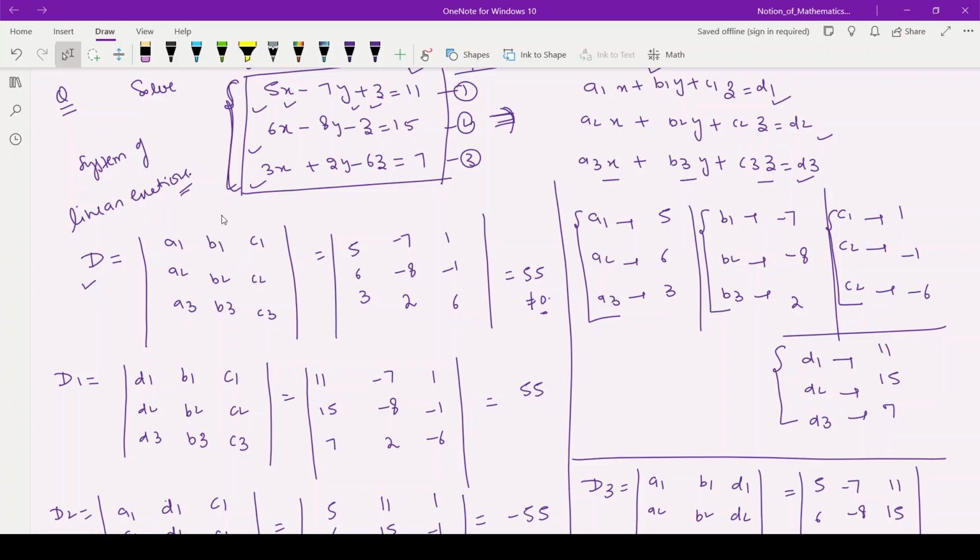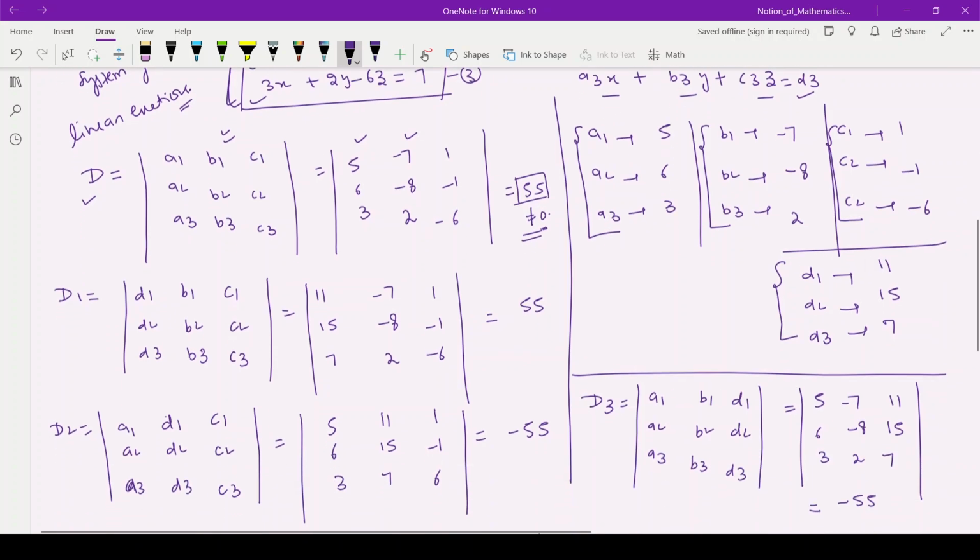As we know, this is the formula of determinant D, and I have just utilized the values here. a1, a2, a3 is 5, 6, 3, yes. b1, b2, b3 is minus 7, minus 8, 2, and c1, c2, c3 is 1, minus 1, minus 6 actually. Here it will be minus 6. So when you evaluate this, it will be equal to 55, which is non-zero.